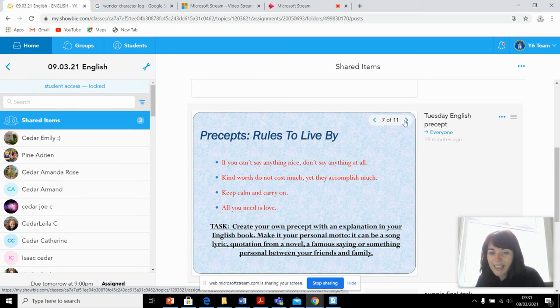So in today's lesson, the first task you are going to do is create your own precept, okay? And then underneath it or around it, you're going to put an explanation of why your precept is really important, okay? You're going to make it your personal motto. It can be a song lyric, a quotation from a novel, a famous saying, or it can be something that you've chosen, you've made up yourself.